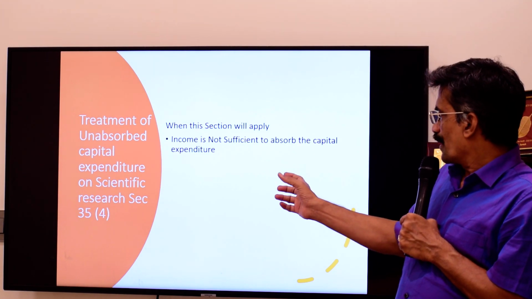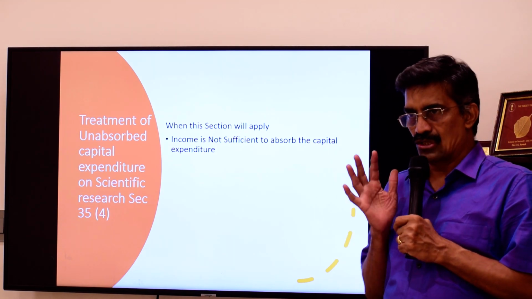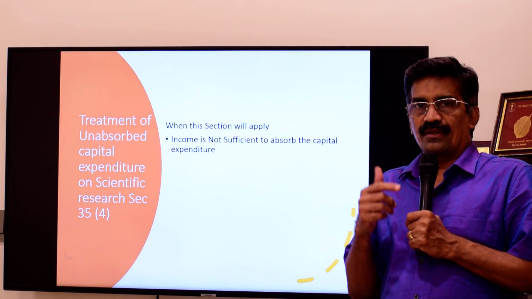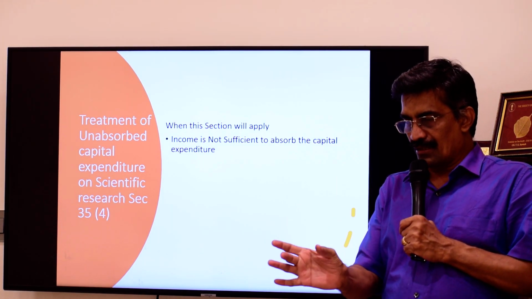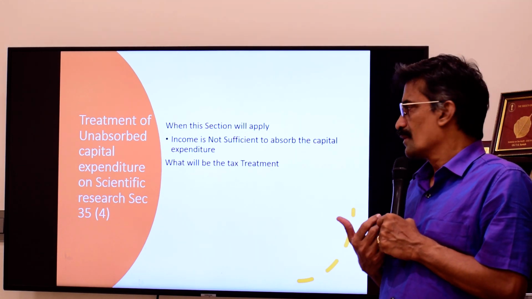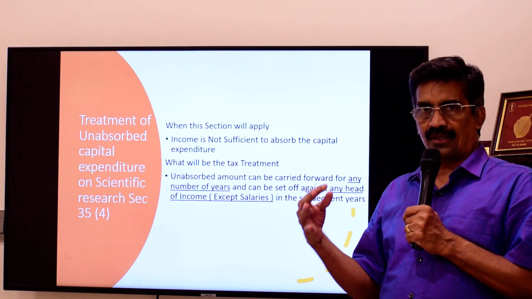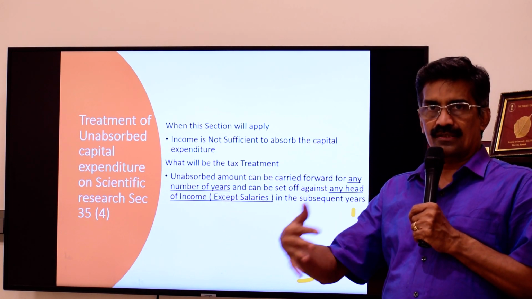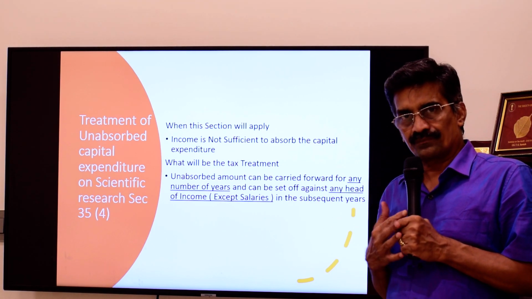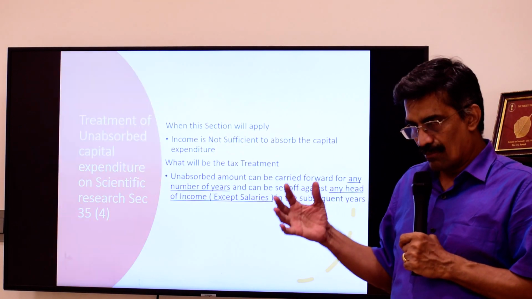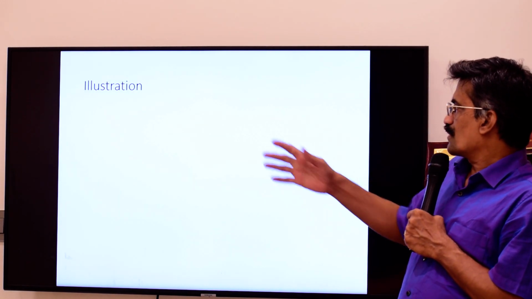How will 35(4) apply? If the income is not sufficient to absorb the capital expenditure. My capital expenditure is 20, my income is only 10, that means I am not able to adjust the capital expenditure in full. That 10 we call the unabsorbed. What will be the tax treatment? The unabsorbed amount, in our example 10, you can carry forward for any number of years, and in the subsequent years also you can set off against any head of income except salaries. It's a very important advantage that the government gives for capex on R&D. Let's move on, before we go to take a small illustration for the same.